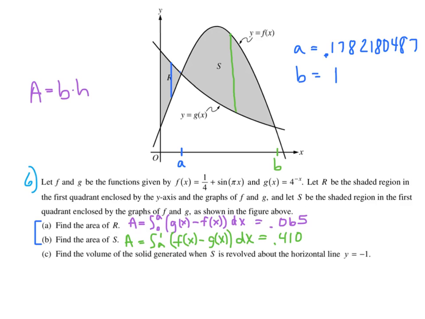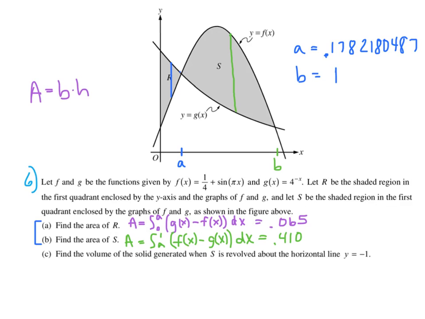All right, for the area of S, the area is, again, the integral from A to 1, or you could say A to B, of, in this case, your upper curve is f of x, minus your lower curve g of x, dx, equals 0.410. So there's no squareds with area. That's the most important thing to remember. Area, there's no pi's and there's no squareds. You're just doing upper minus lower, and that's as simple as that.